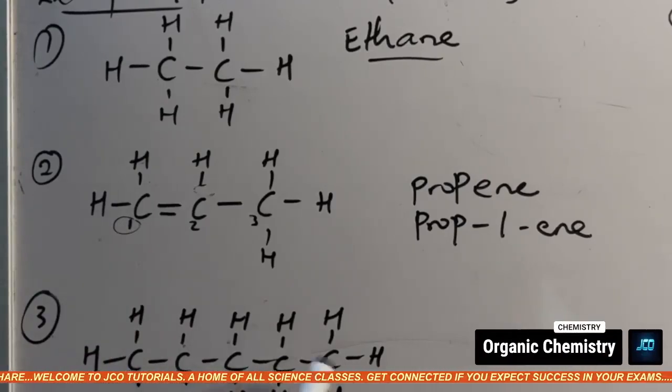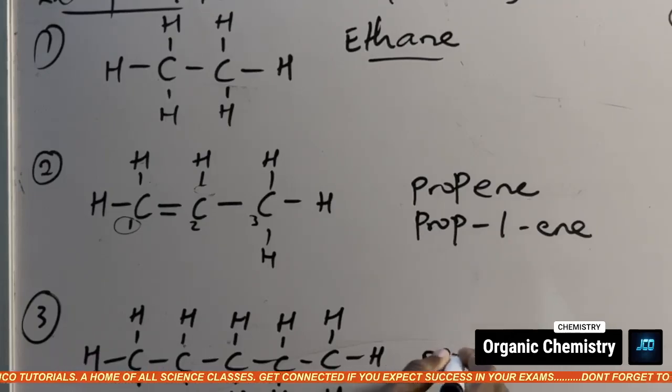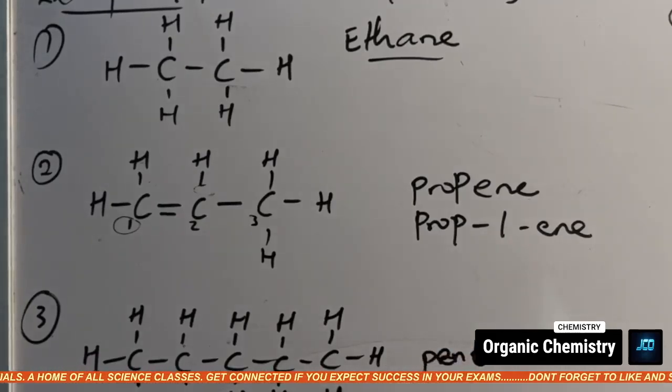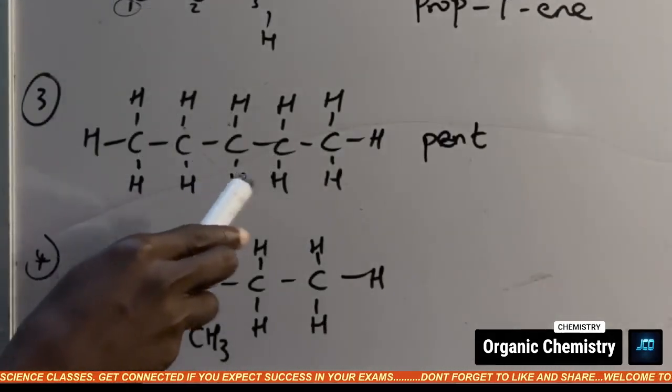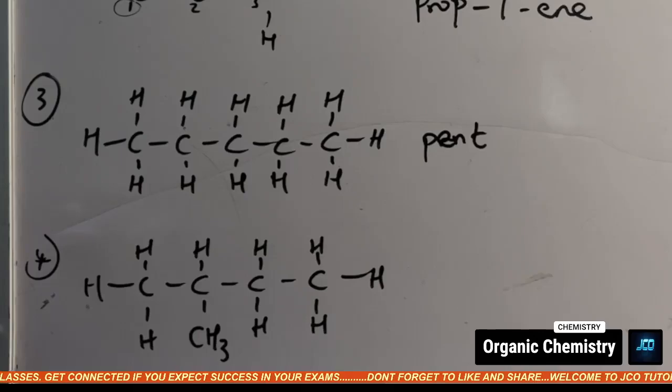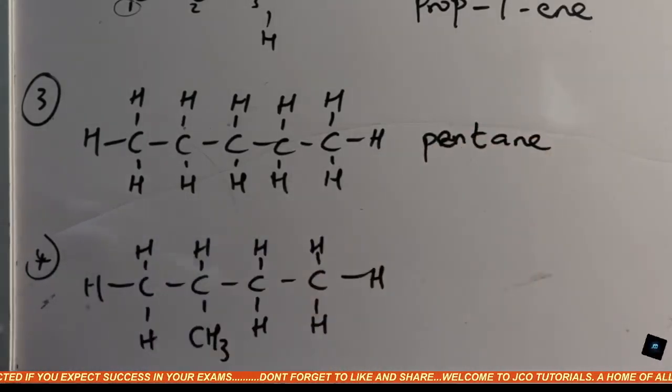Go to the next. How many carbon do we have? 5. So that gives you your prefix name, pent. Then are they all single bond? Yes, they are all single bond, so no stress. It's alkane, pentane.